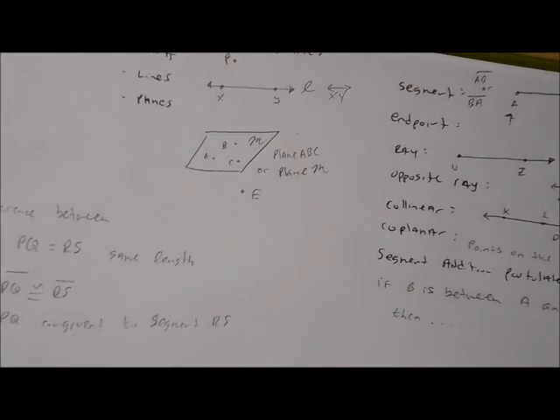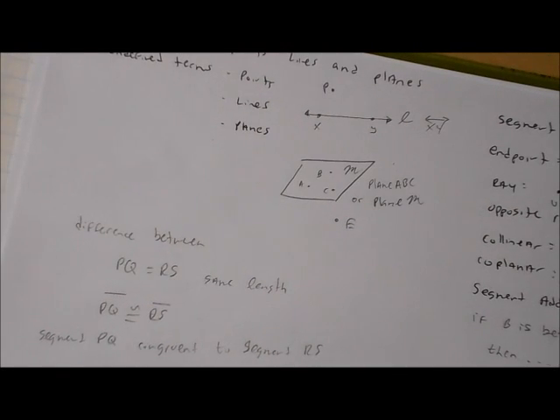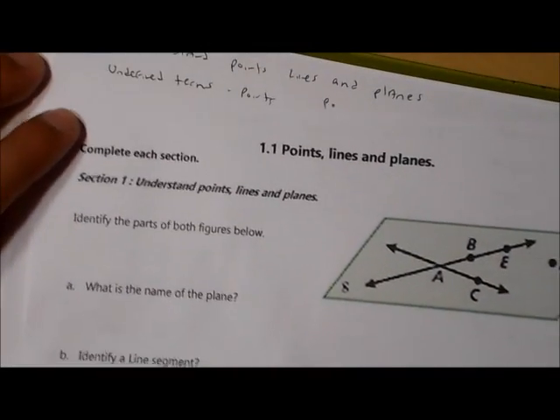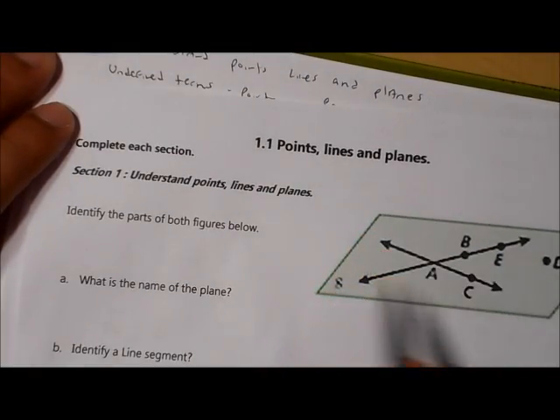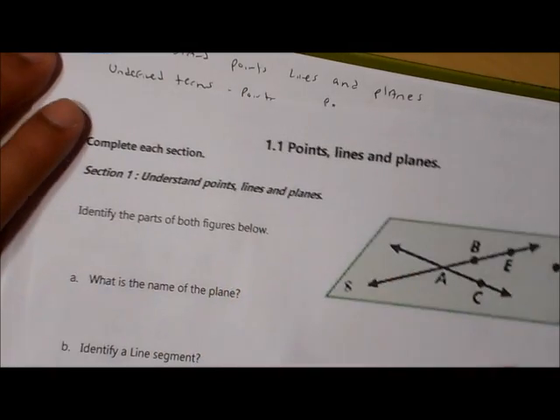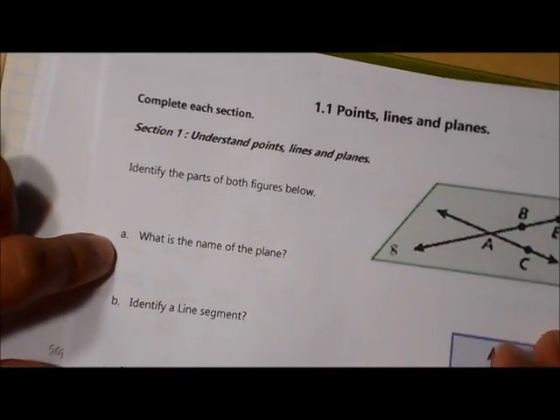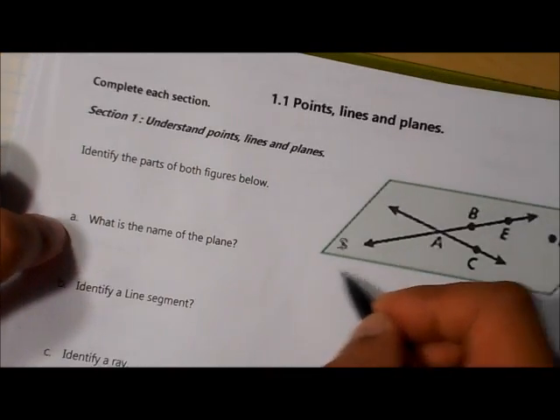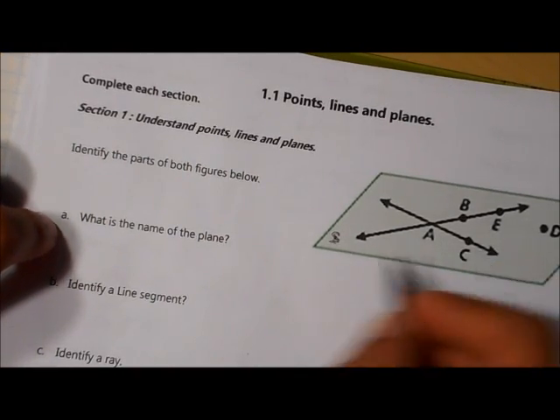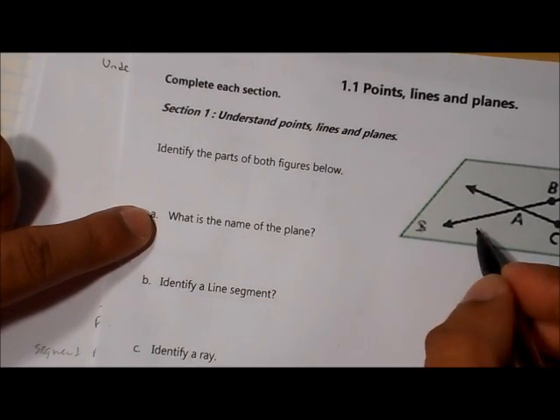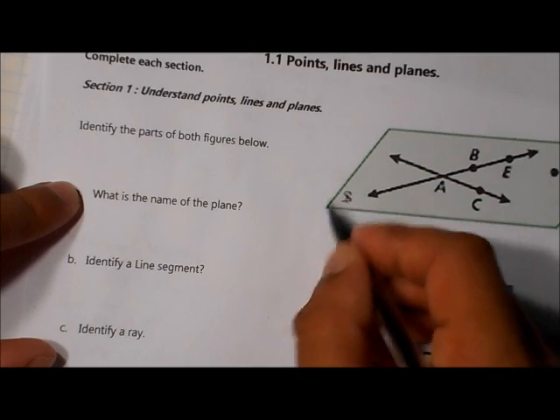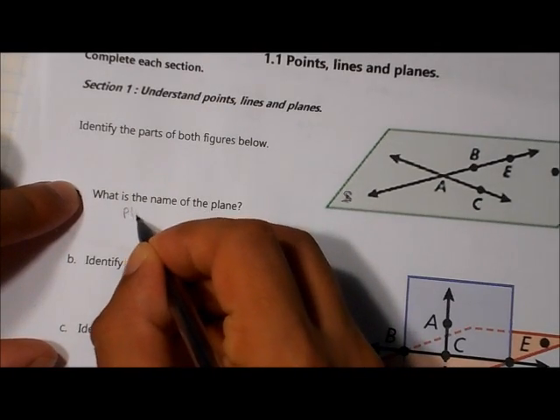Now, what else is there? Let's go ahead and just work with a couple examples I have here. Right here we have points, lines, and planes, and we have to understand points, lines, and planes, and that'll be section 1. Right here we have our plane. We'll go ahead and call it plane S, and we have all this stuff. Now we're asked, what is the name of the plane? By default, we should already have plane S. So we'll go ahead and call it plane S.